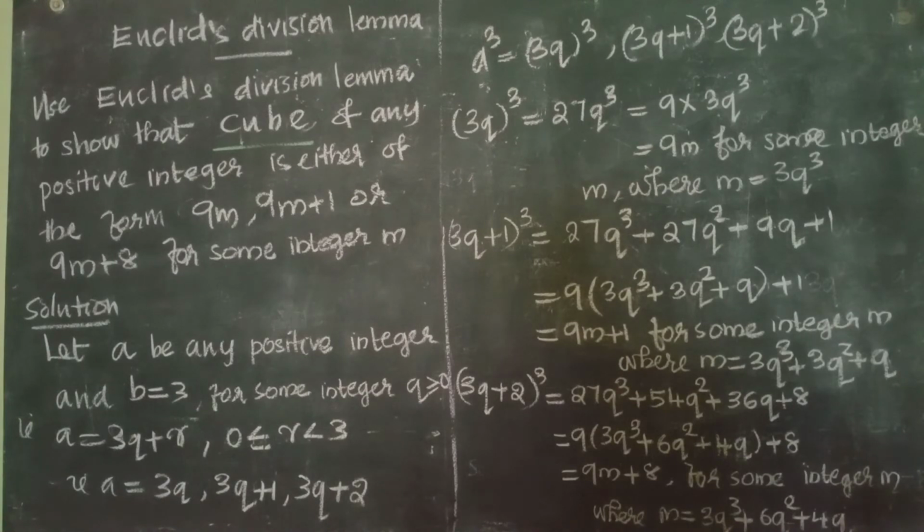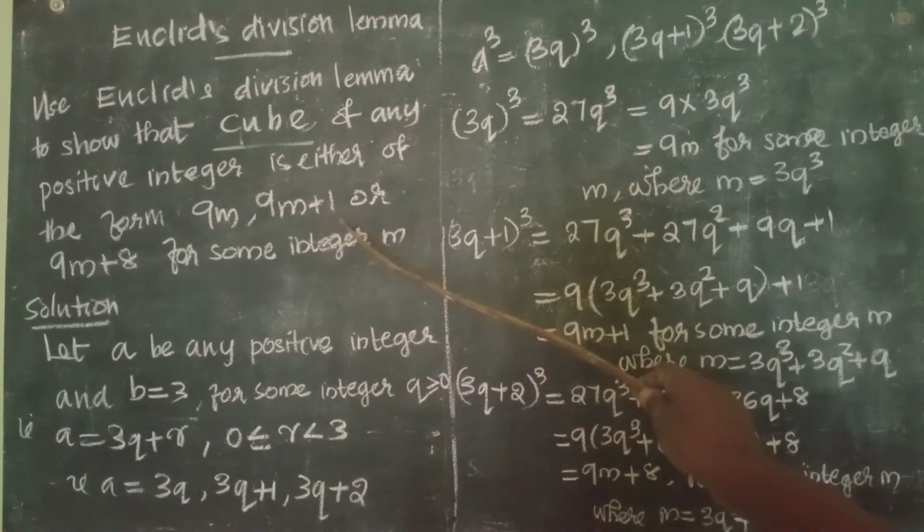Next question is, use Euclid's division lemma to show that cube of any positive integer is either of the form 9m, 9m plus 1 or 9m plus 8 for some integer m. Solution. Let us apply the Euclid's division lemma. Let a be any positive integer and b equal to 3 for some integer q greater than or equal to 0. That is a equal to 3q plus r, 0 less than or equal to r less than 3.